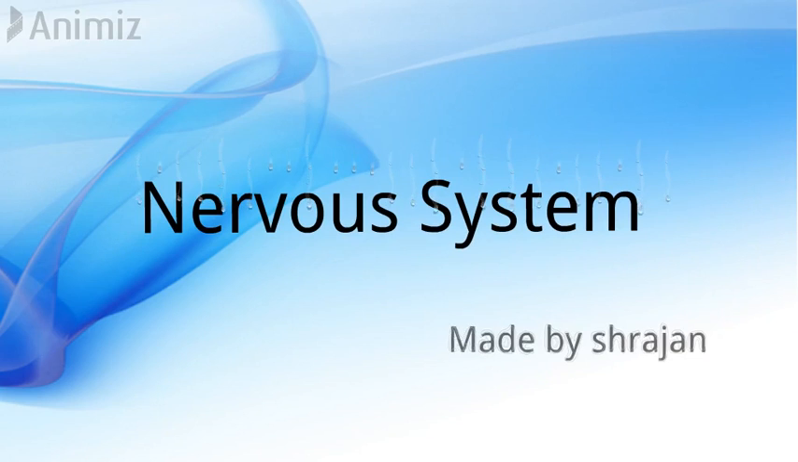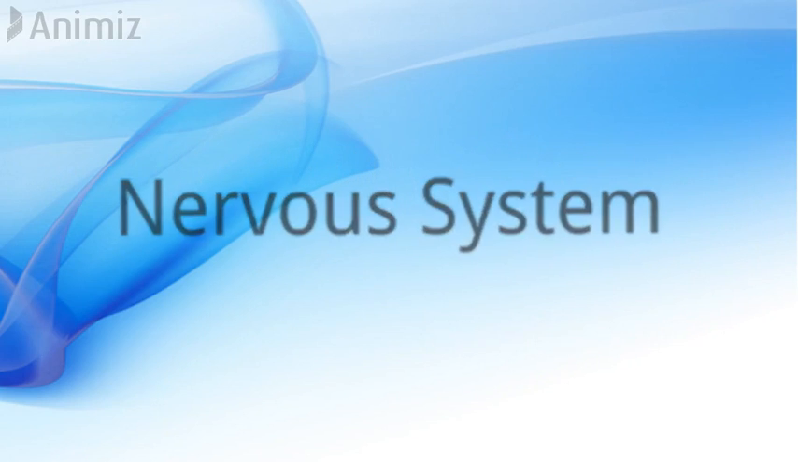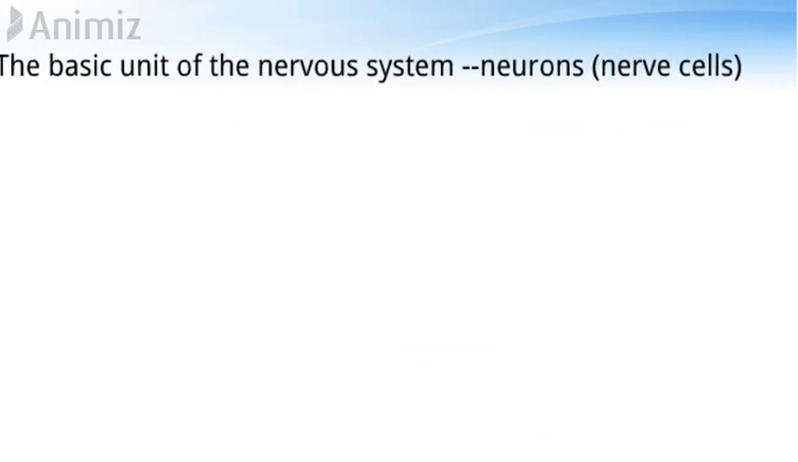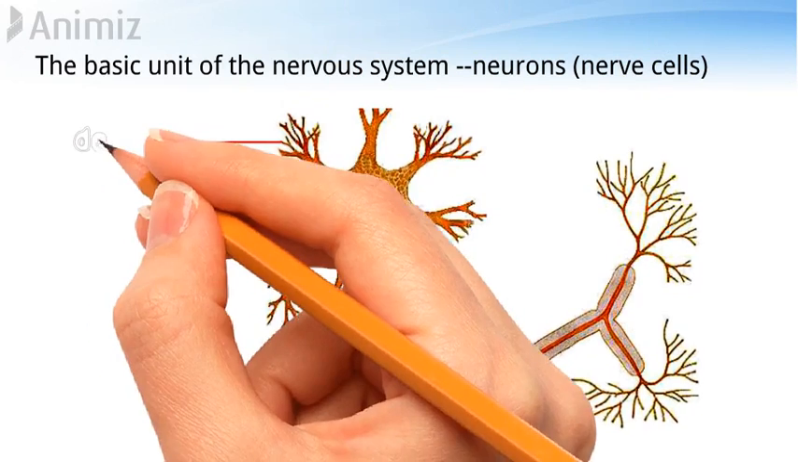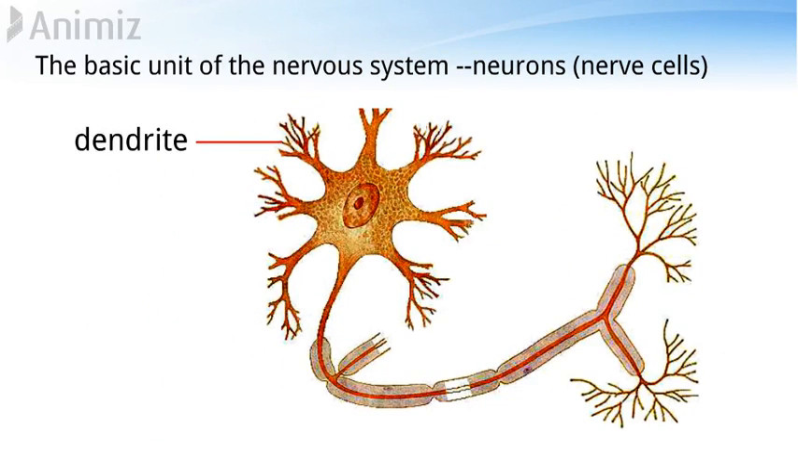Today we will talk about the nervous system. The basic unit of the nervous system is the neuron. Dendrites are branch-like structures extending away from the cell body, and their job is to receive messages from other neurons and allow those messages to travel to the cell body. Cytosol is the cell body of the neuron, containing the nucleus and other organelles. It is mainly concerned with growth and maintenance of the cell.